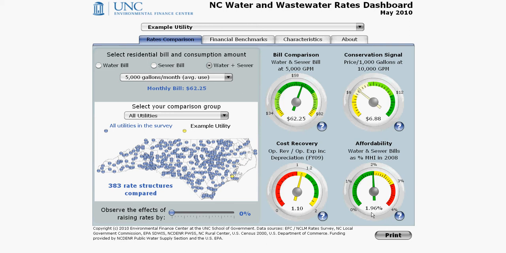The final gauge is one of the most important. It measures the cost recovery of the utility in the previous year. It equals the operating revenues, which is how much a utility collected from all of their customers, divided by the operating expenses, which in North Carolina includes depreciation for one fiscal year. Usually this is the previous fiscal year.